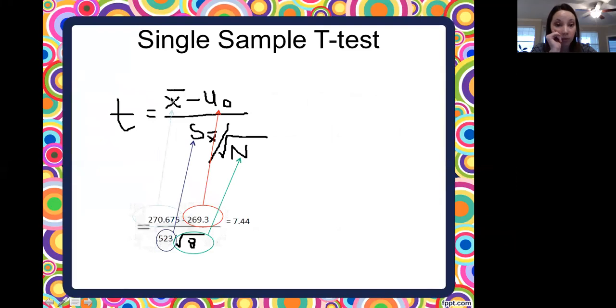So here is our sample mean, 270.675. Here is our population mean, 269.3. Here is our sample standard deviation. And here is our n, so square root of 8. And when we do that, we get 7.44. So because we have worked ahead, because we already know that our critical value, well, actually, let me go ahead and go to the next slide before I do all that.